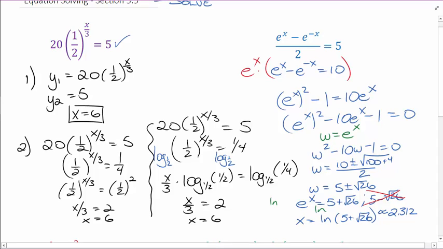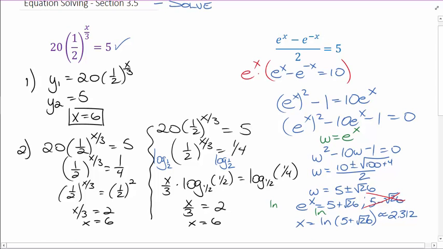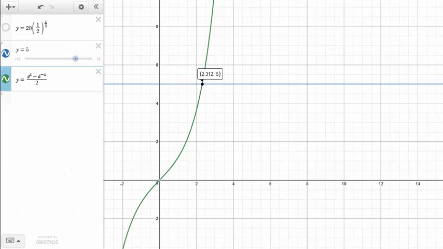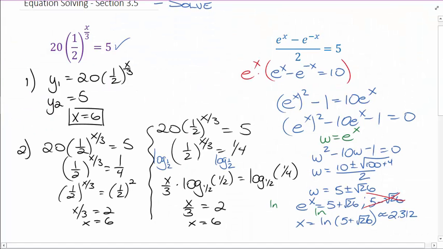Same deal over here on the right. It's a little harder to plug in 2.312 or the exact value of natural log of 5 plus the square root of 26. But using my calculator, I could plug that in and prove that I have a true statement. We could check this by graphing e to the x minus e to the negative x over 2 as y1, graphing y2 as 5, and finding the intersection of those two to be at 2.312, which would also help confirm a correct solution.